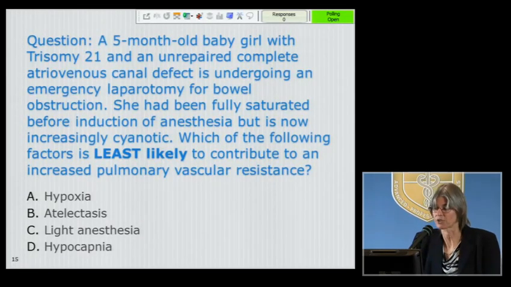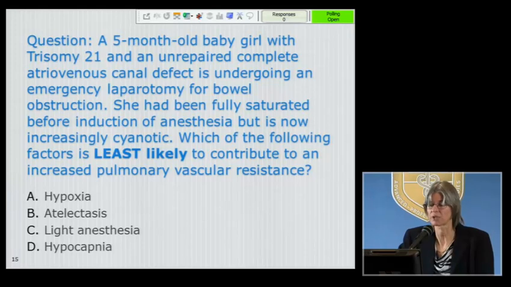And here's a question for you. A 5-month-old baby girl with trisomy 21 and an unrepaired complete atrioventricular canal defect is undergoing an emergency laparotomy for a bowel obstruction. She had been fully saturated before induction of anesthesia, but is now increasingly cyanotic. Which of the following factors is least likely to contribute to an increased pulmonary vascular resistance? Is it A, hypoxia? Is it B, atelectasis? Is it C, light anesthesia? Or is it D, hypocapnia?